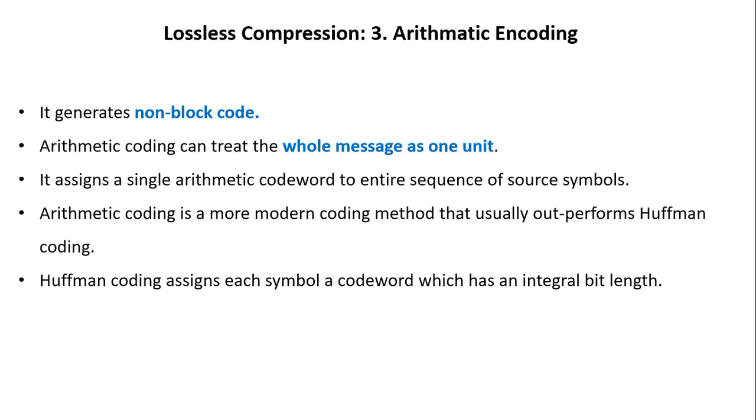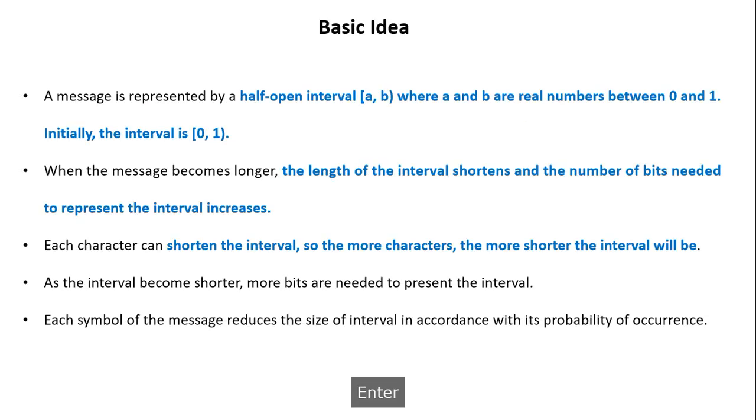Arithmetic encoding generates a non-block code. Arithmetic coding can treat the whole message as one unit, and a single number gets generated for the entire sequence. It assigns a single arithmetic code word to the entire sequence of source symbols. Arithmetic coding is a more modern coding method that usually outperforms Huffman encoding. Huffman coding assigns each symbol a code word which has an integral bit length based on their occurrences.